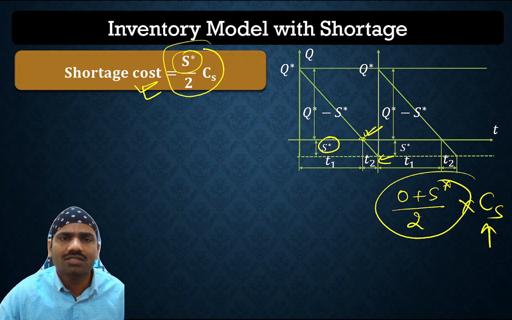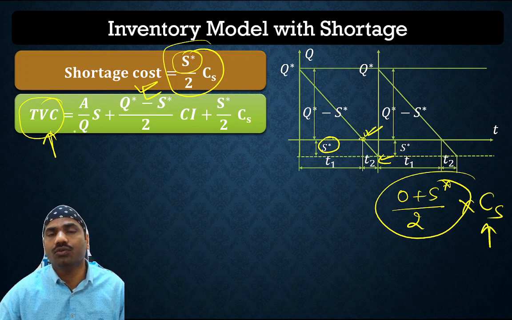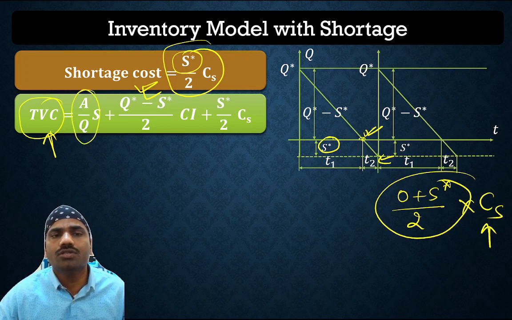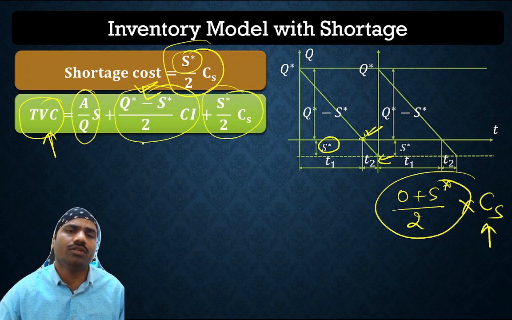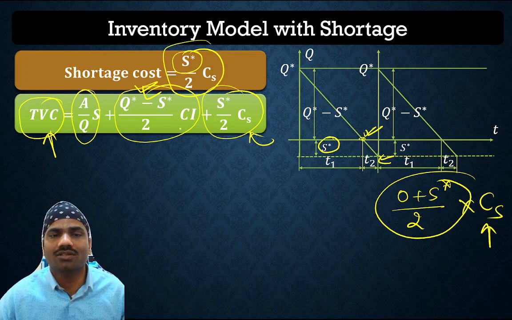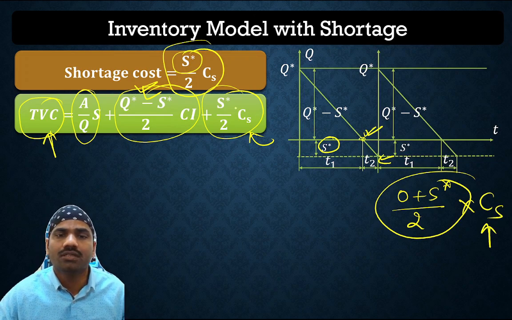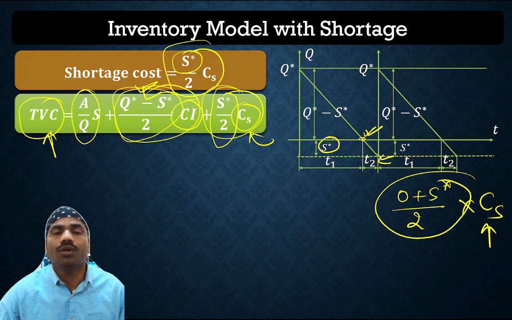So we have the shortage cost S star by 2 into CS, and we also have another cost, the total variable cost. In the total variable cost, we have three terms: the ordering cost, the inventory carrying cost, and the shortage cost. In the earlier model we had only two costs, but one extra cost comes in here, the shortage cost, which is S star by 2 into CS, the average shortage quantity into the shortage cost per unit. This is the average quantity carried, or held, into the holding cost per unit. So this will give you the total variable cost.